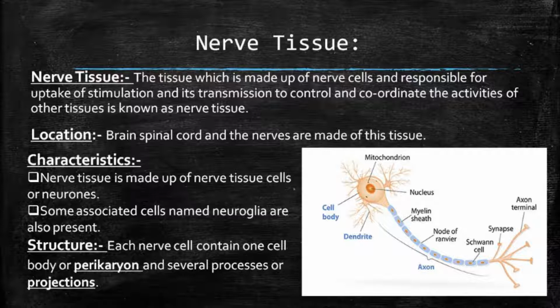The characteristics of nerve tissue: nerve tissue is made up of nerve cells or neurons. Here is a picture of a neuron. Some associated cells named neuroglia are also present. The nerve tissue forms the following structure. Each nerve cell contains one cell body or perikaryon and several processes or projections.